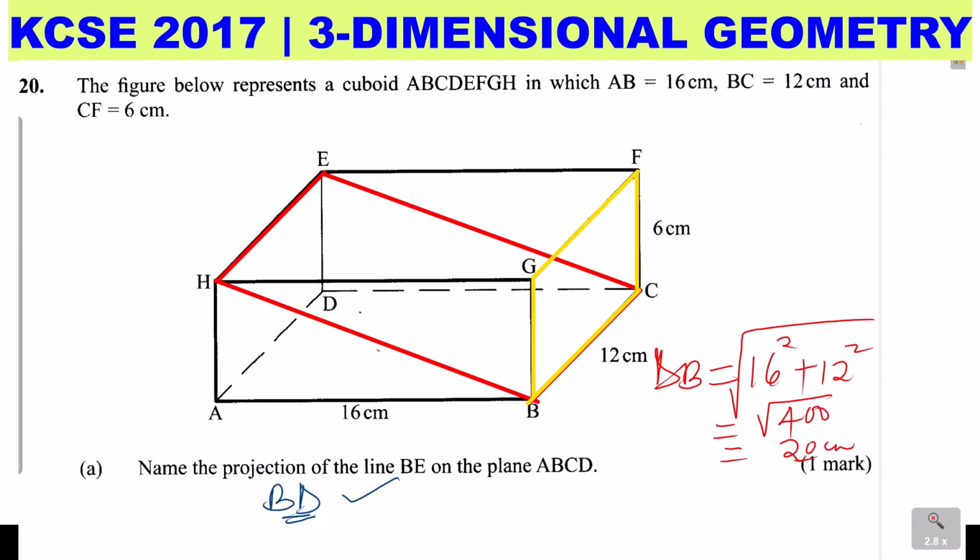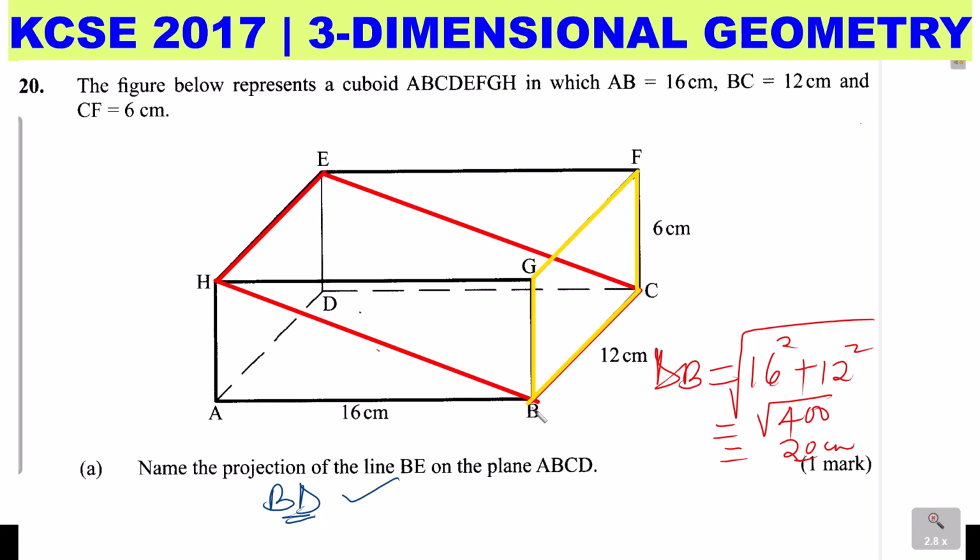To get the angle between two planes, the first thing you identify is the line of intersection of the two planes. The line of intersection of the two planes is BC. As you can see, this is the line of intersection. So we draw perpendiculars from each of those planes to the line of intersection. This is how we do it.